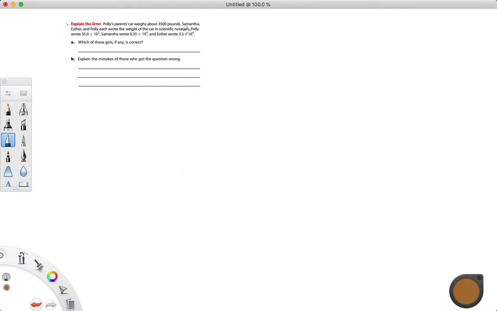So I'm going to do three things. Maybe it's four things. I'm going to convert the 3,500 pounds to what I know scientific notation to be. And I know in scientific notation, we have to be between 1 and 10 for our first number. So 35 is not between 1 and 10. But 3.5 is. So I'm going to use 3.5 times 10, and then what is my exponent? Well, if I start between the 3 and the 5, I go over 1, 2, 3 times. So 3.5 times 10 to the third power.